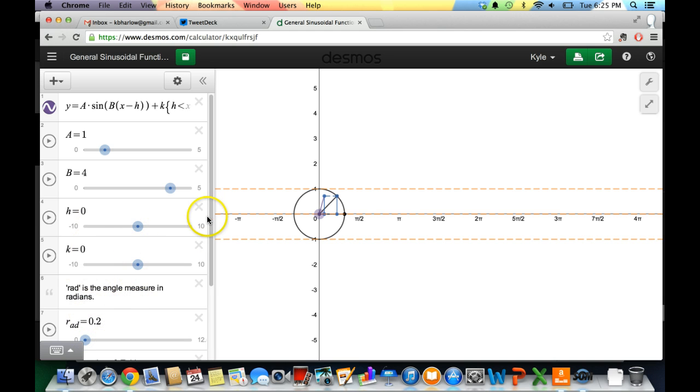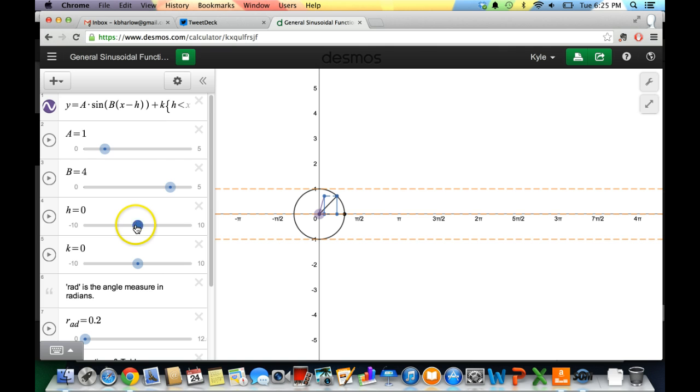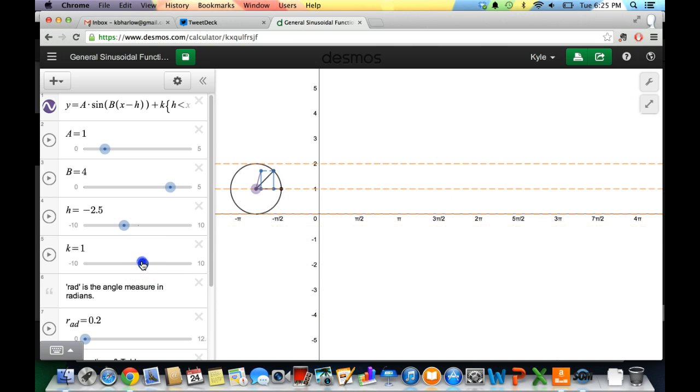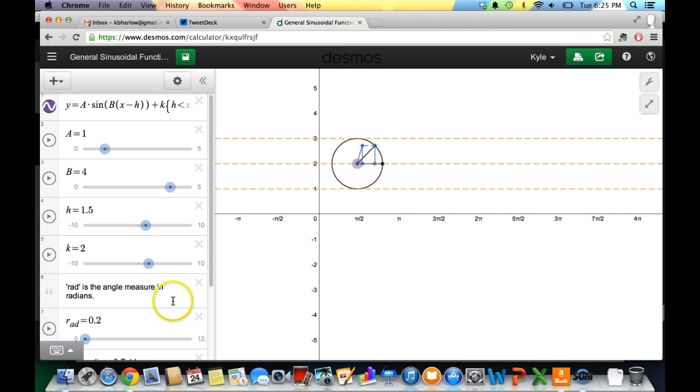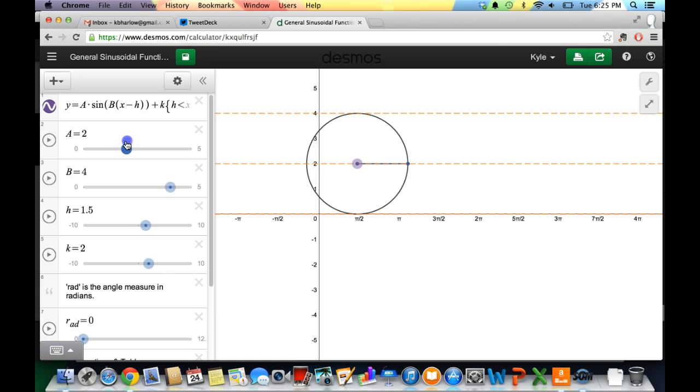And h and k move the center of the circle around. h moves us in the horizontal, k moves us in the vertical. So if we let k be 2 and then h be about 1.5, pretty close to pi over 2, and let's see, what if we changed a, made it a circle of radius 2, and changed b over to maybe 1/2. Let's just let r play out.